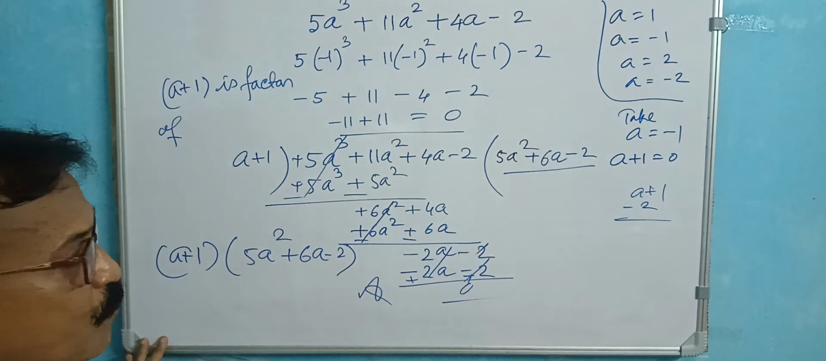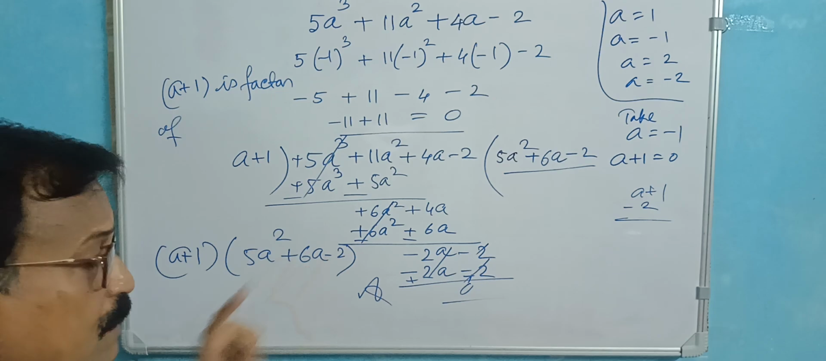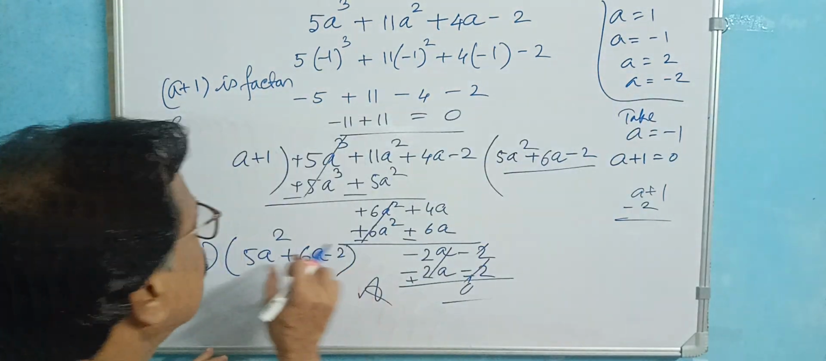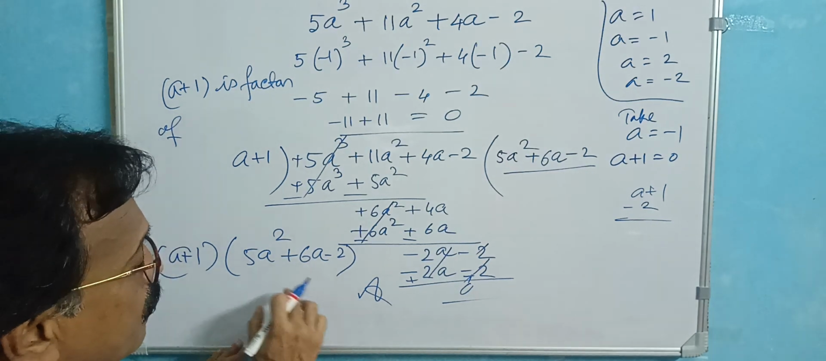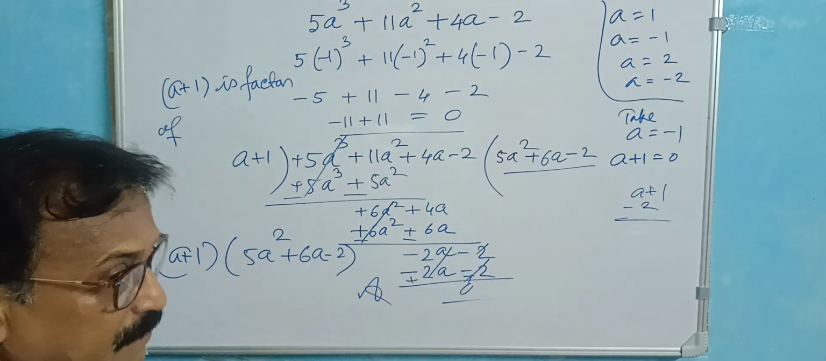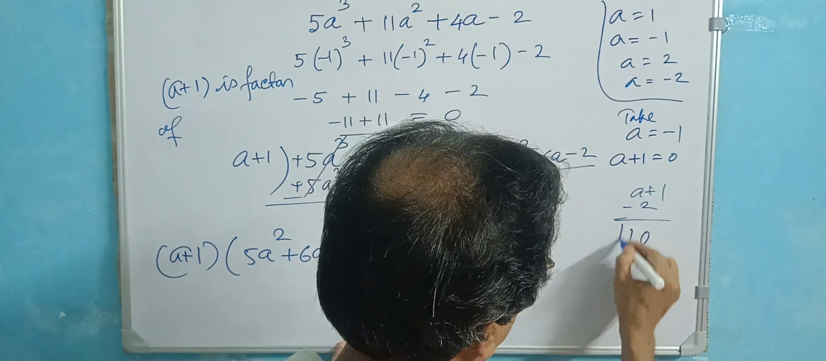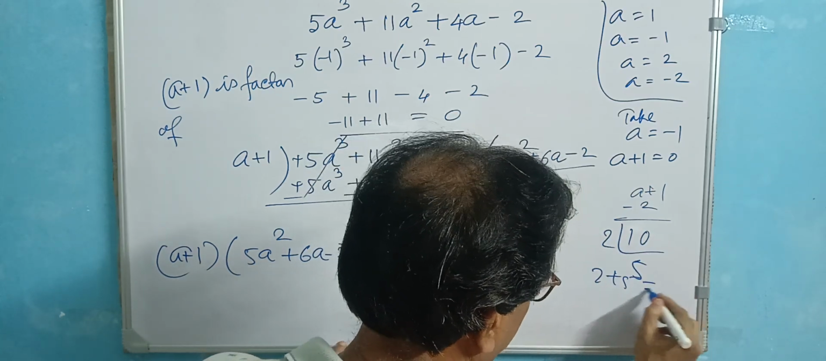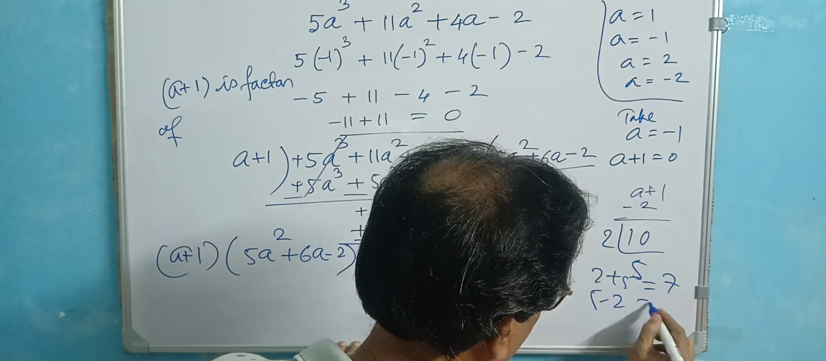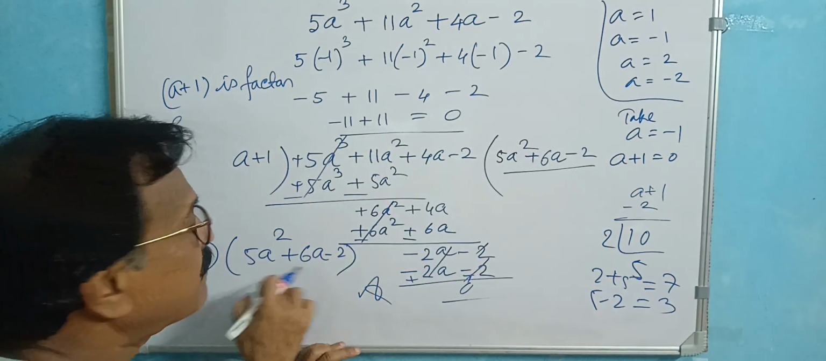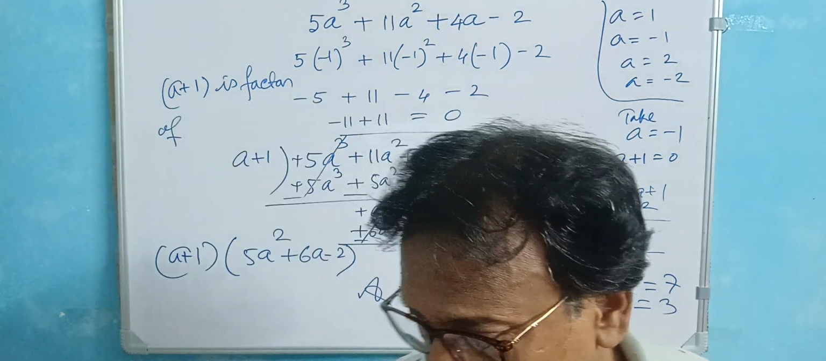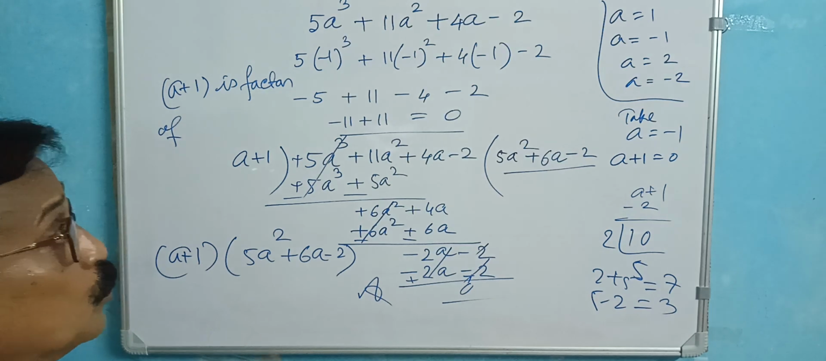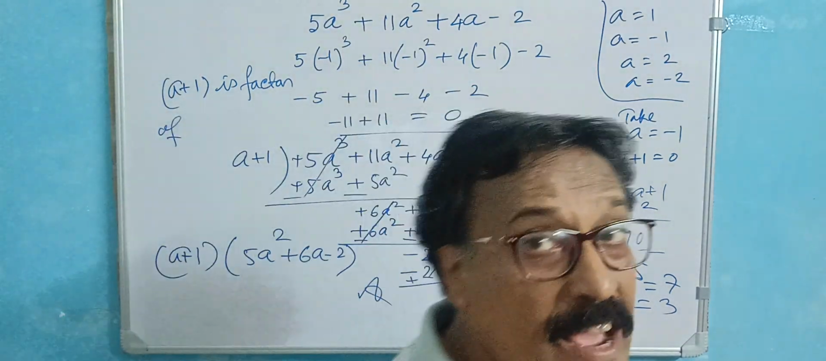5 2s are 10, and this is minus, multiply is minus, plus times minus is minus. No other way you get 10. So add these, 2 plus 5 is 7, and subtract 5 minus 2, this is 3. It cannot get 6. So this is the ultimate answer: a plus 1, 5a square plus 6a minus 2.